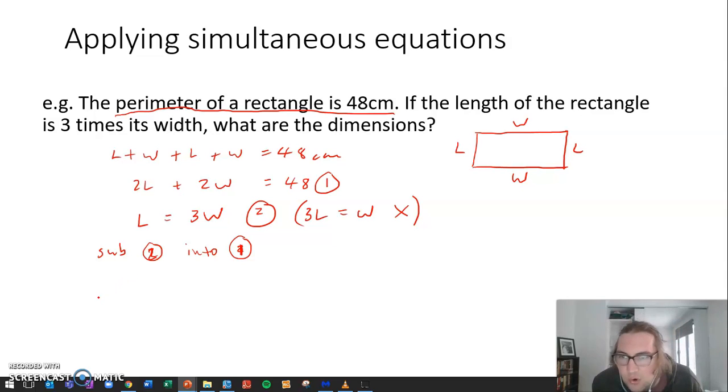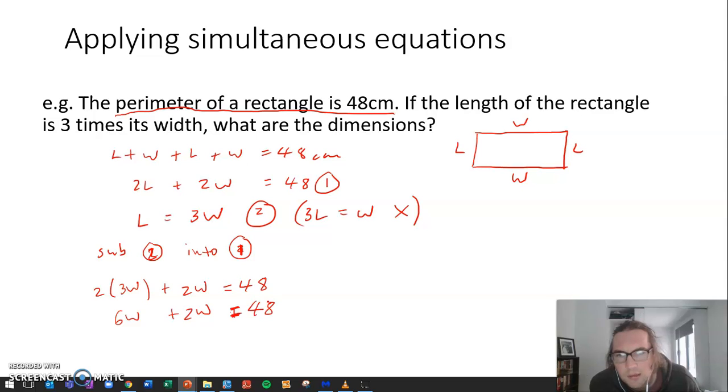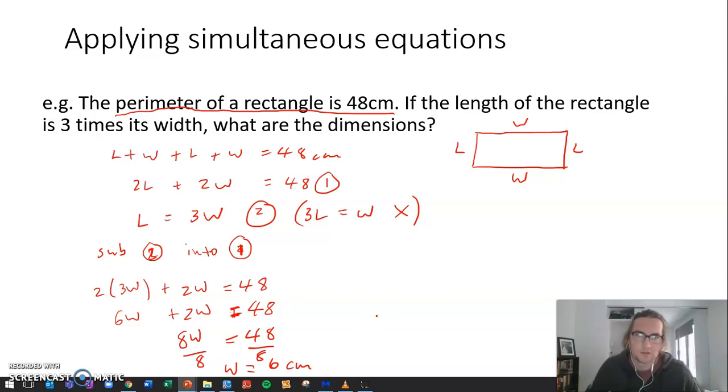If I do that, I've got to change all the L's in 1 into 3W. So 2 times 3W plus 2W is equal to 48. I've changed that 2 times L into 2 times 3W, which gives me 6W. So 6W plus 2W is equal to 48. 6W plus 2W is 8W, so 8W is equal to 48. Divide both sides by 8 and you get W is equal to 6. So the width is 6 centimeters.